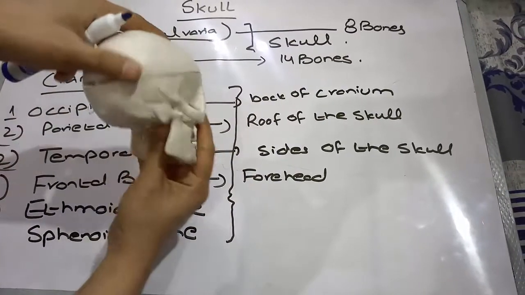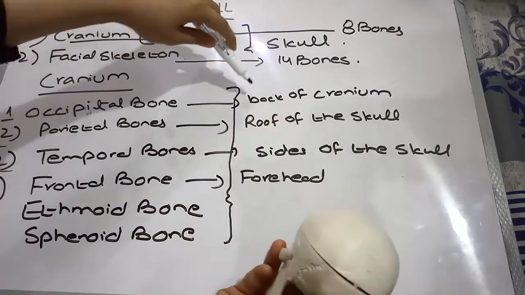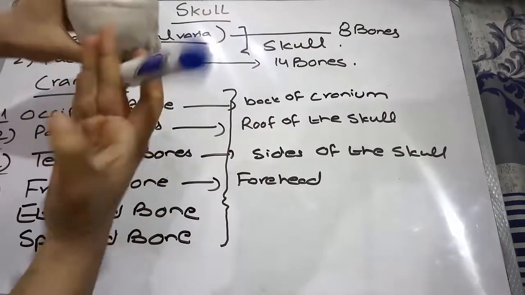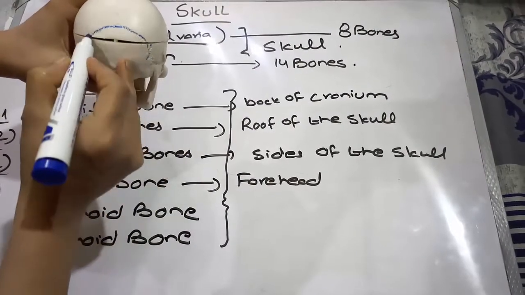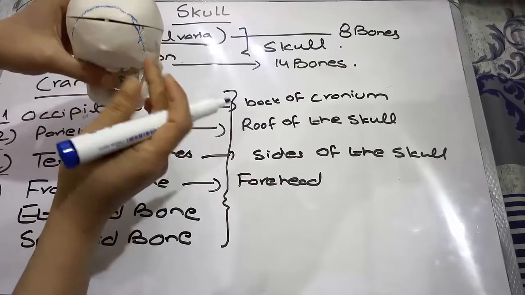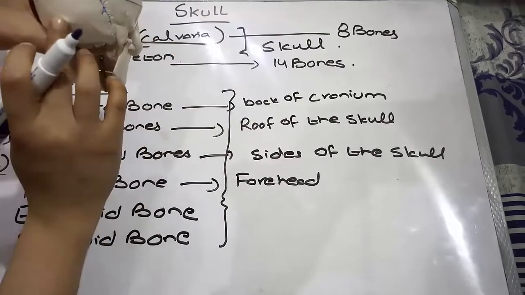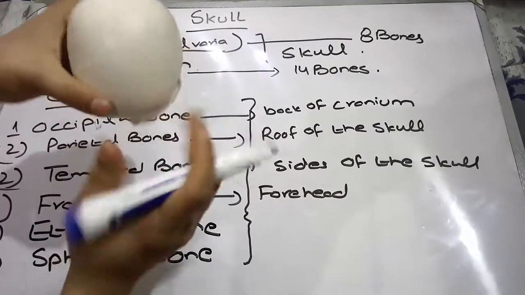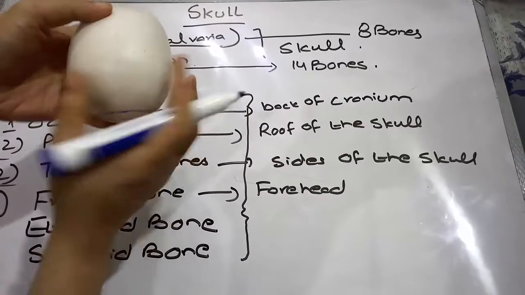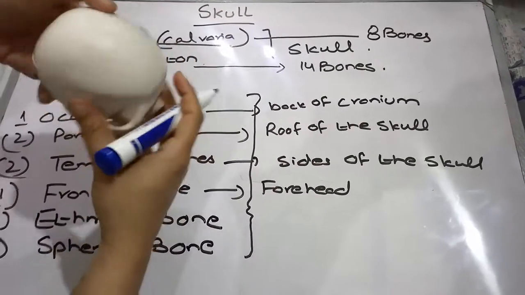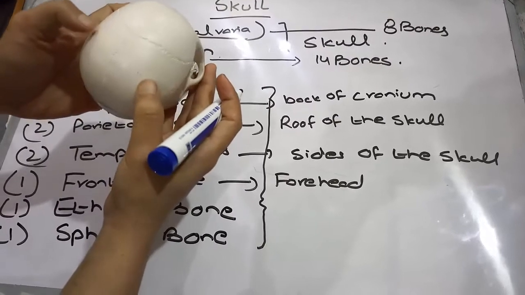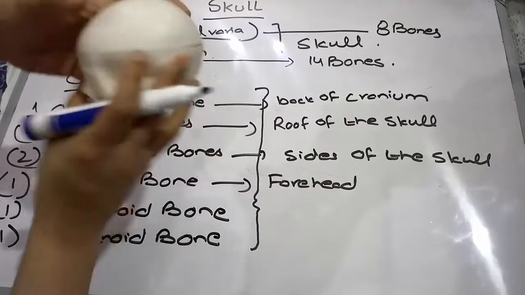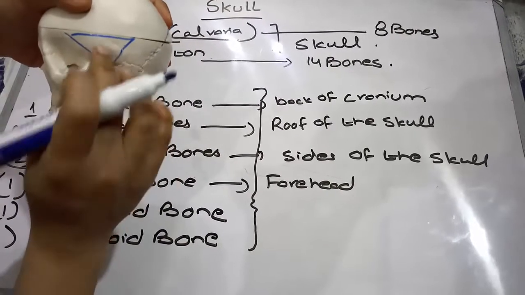First, as I have mentioned, we have an occipital bone which lies at the back of the cranium. See, this is the occipital bone. It lies at the back of the skull. Two parietal bones, see these two side bones. This is known as the parietal bone. Two temporal bones, see these sides, this is known as the temporal bone. See this also, temporal bone.